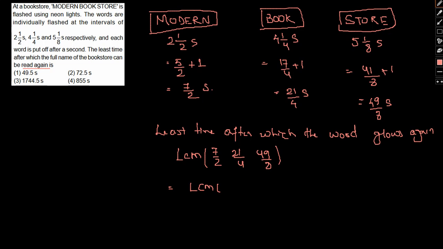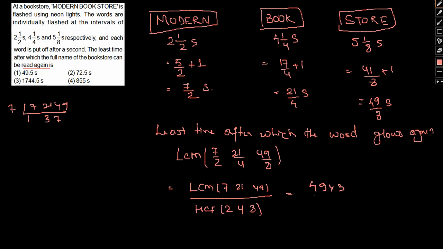We need to find the LCM of 7, 21 and 49, and we need to find the HCF of 2, 4 and 8. The LCM of 7, 21 and 49 would give us 7 into 49 into 3, that is 147. And the HCF in this regard will be 2 only. So that would give us 73.5 seconds.